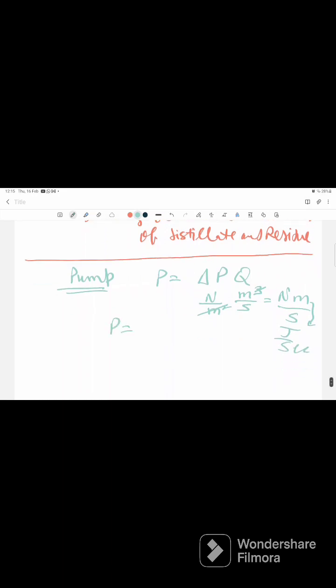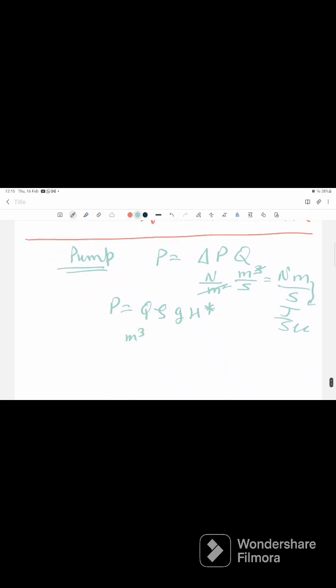Okay, power is also defined as Q rho g H star. Q is meter cube by second, rho is kg per meter cube, g is meter per second square. This is meter.